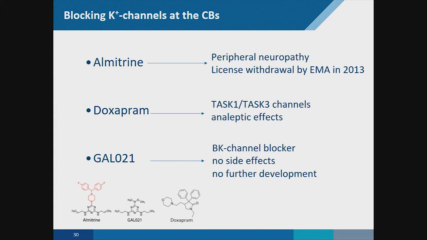Almitrine was used for some time, especially in France. They took it off the market, and the EMA, the European FDA, withdrew its license in 2013, so just 4 years ago, because of the occurrence of peripheral neuropathy. It induces some form of large and small fiber neuropathy, and that's irreversible, so it's not a good drug to use. Then there's doxapram, and I will talk about it just a tiny bit.